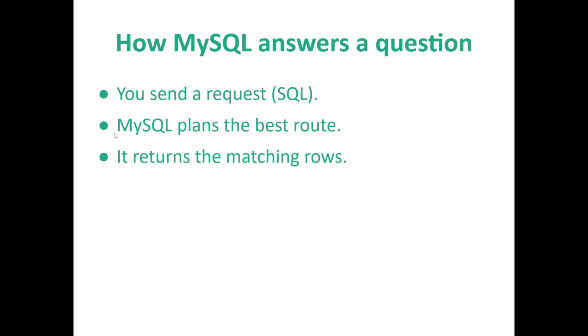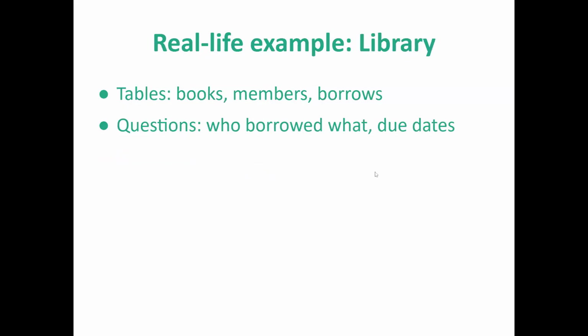Then MySQL will plan the best route available for how you will get that data. And whatever query, whatever filter you have written, it will return the matching rows. So it compares your query with the data available in the database, and that's how it returns your answer. So that's the basic understanding of how MySQL works. Okay.